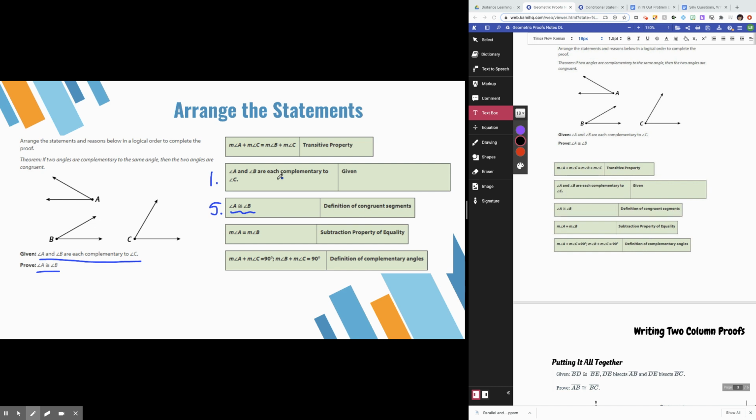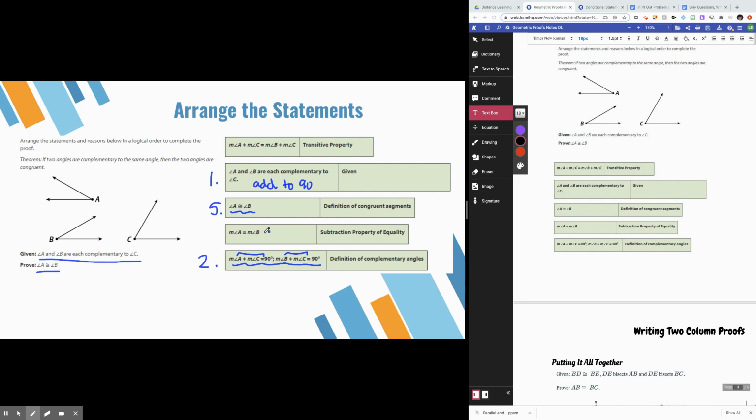Okay, so statement 1 says A and B are complementary to C. So I kind of want to ask myself, okay, if they're complementary, then what equation could I write? Or what do I know about them? And what I know about them is that they add up to 90. So I want to look for the equation on here that has angles that are adding up to 90, and that's this guy right here. And notice that there's 2 of them, right? A and C, and B and C, because we have both. It says A and B are both, or each, complementary to C. So this is our second step here.